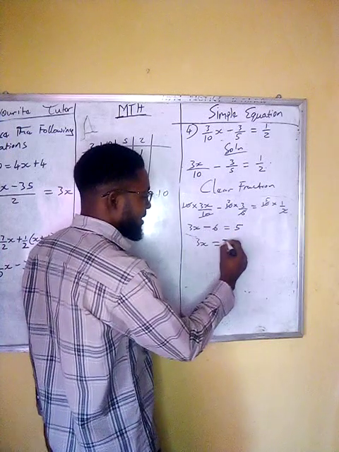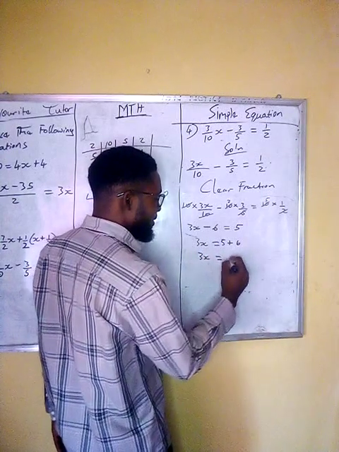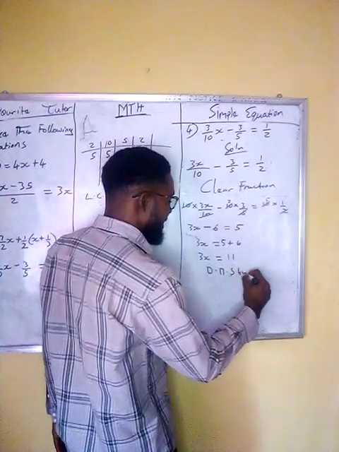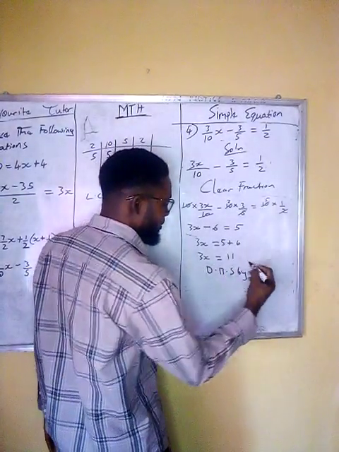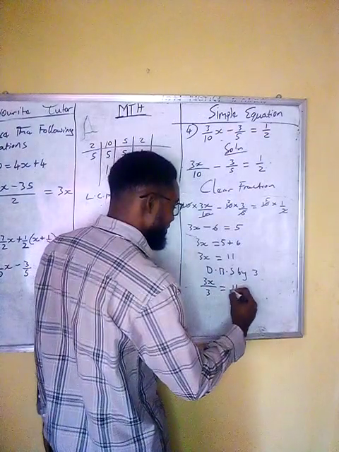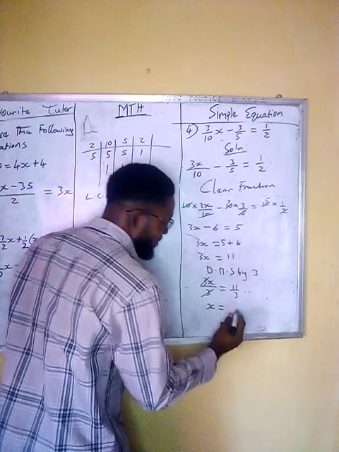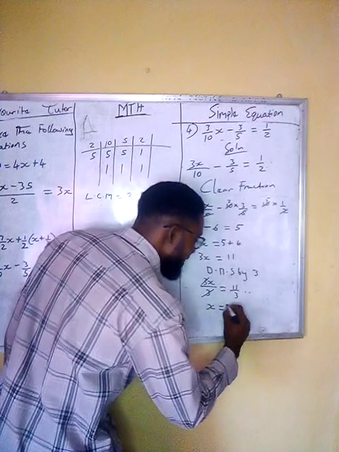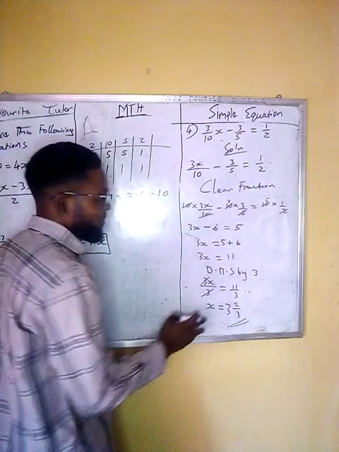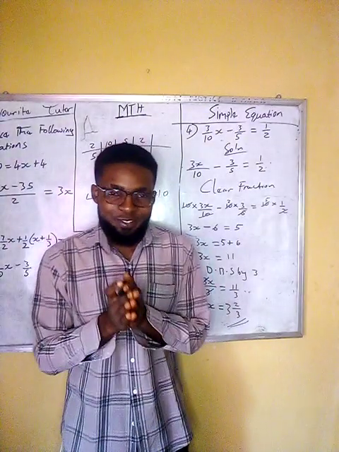This is 5 plus 6. Therefore, this is 3x equals to 11. We'll now divide both sides by the coefficient of x, which is 3. This is 3x divided by 3 equals to 11 divided by 3. This cancel out. Therefore, x is equals to 11 divided by 3, 3 and 2 over 3. So this is the answer to the question. You can see that this is very beautiful.